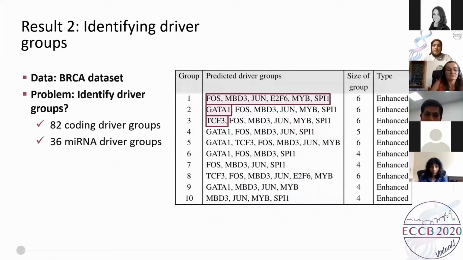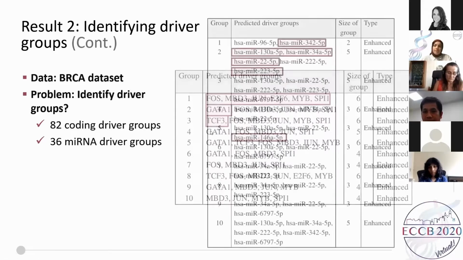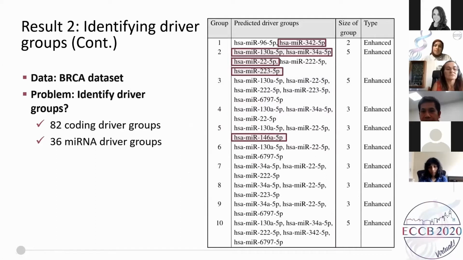Next, we apply the proposed method to identify the driver groups for breast cancer patients, and we identify 28 protein driver groups and 26 microRNA driver groups. The table shows the top predicted driver groups of the protein driver groups, and you see there are many members of the predicted driver groups related to breast cancer. And this is the top 10 of the predicted microRNA driver groups.